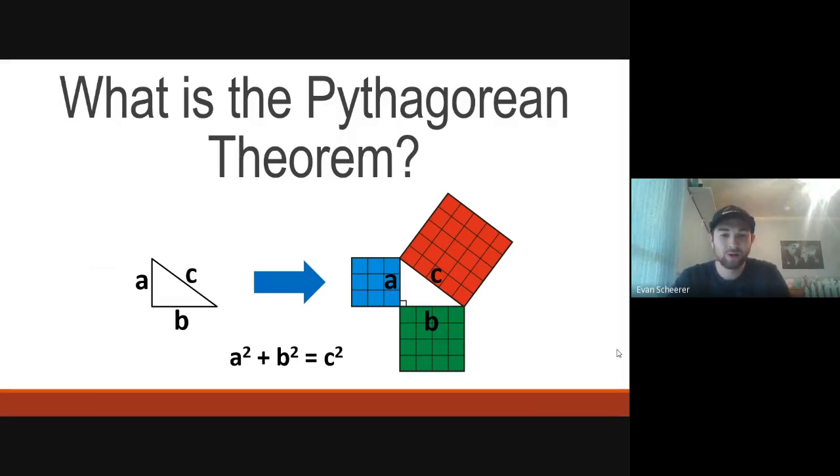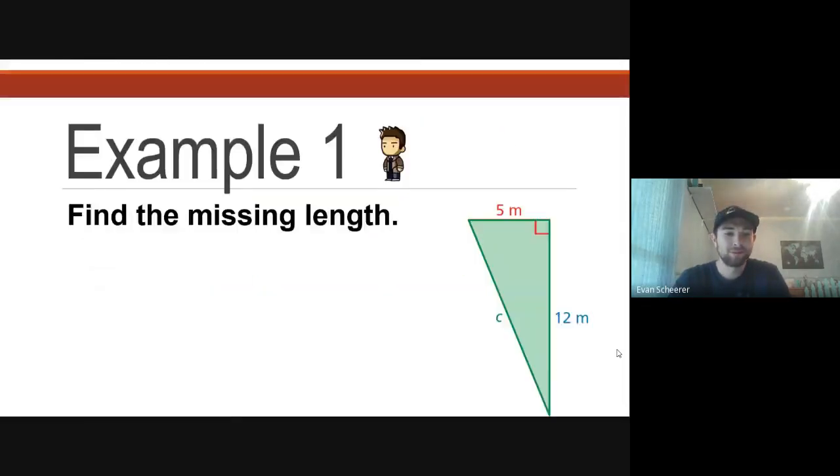So A squared plus B squared equals C squared. You take the square, the second power, of each of those lengths on the bottom attached to the 90 degrees, and then it will equal the square of that third side, the hypotenuse. So let's do an example.